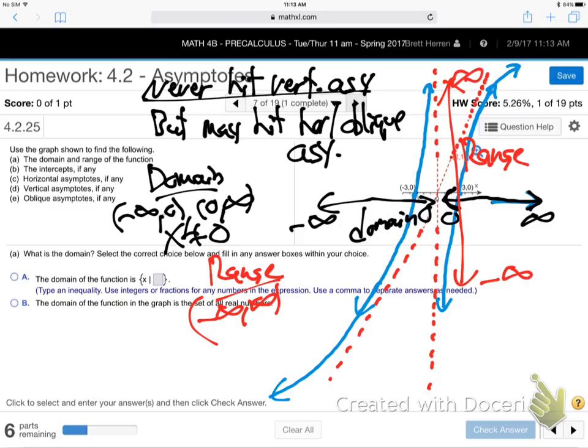That good? On that, what do they have you say then? It just says all reals. All reals, yeah, same thing. And this is all reals, yeah. Good, okay, good. So now, part B, intercepts.